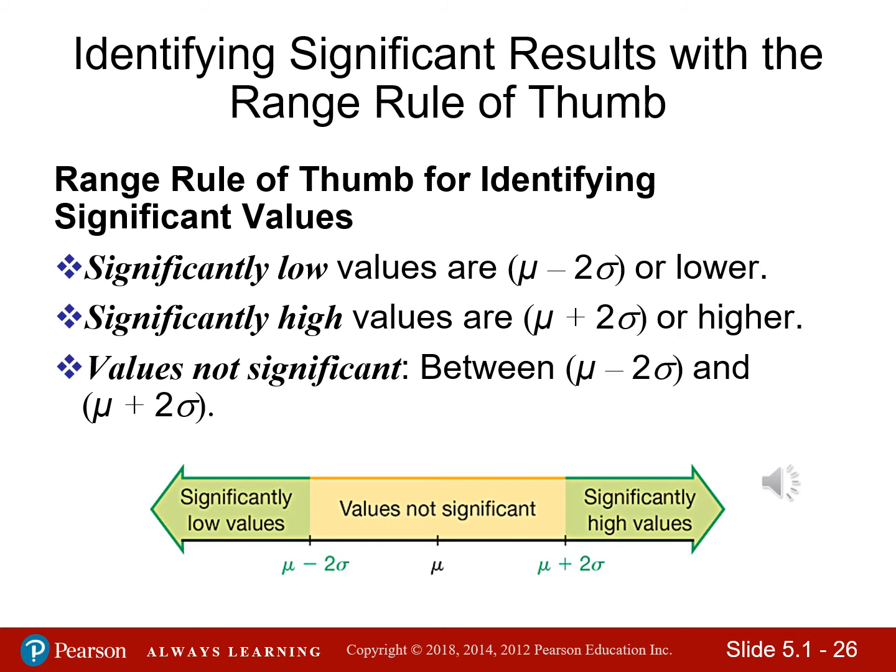So we could say that significantly low values would be any value that is the population mean minus 2 standard deviations or lower. Significantly high values would be any value that is the population mean plus 2 standard deviations or higher. And finally, values that are not significant would be any value between the population mean minus 2 standard deviations and the population mean plus 2 standard deviations.